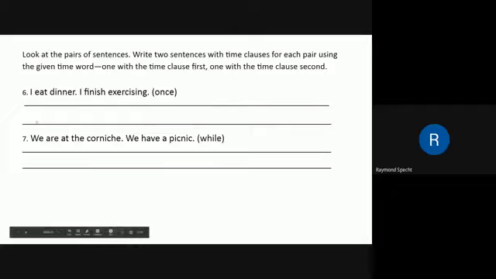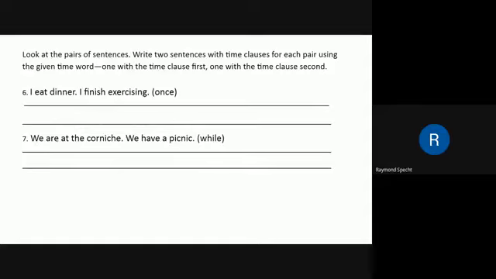All right, let's check our answers here. I eat dinner, I finish exercising. So we'll start with the time clause. Once I finish exercising, comma, I eat dinner. Okay, now we'll start with the independent clause. I eat dinner once I finish exercising. So both ways are correct.